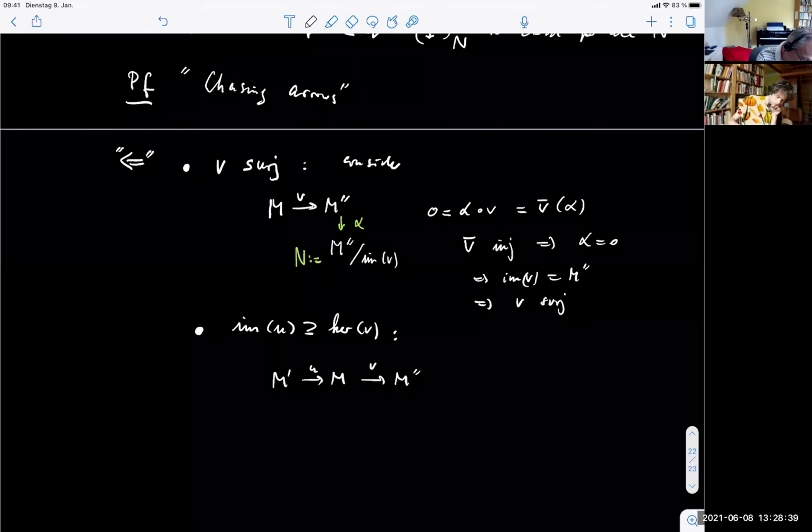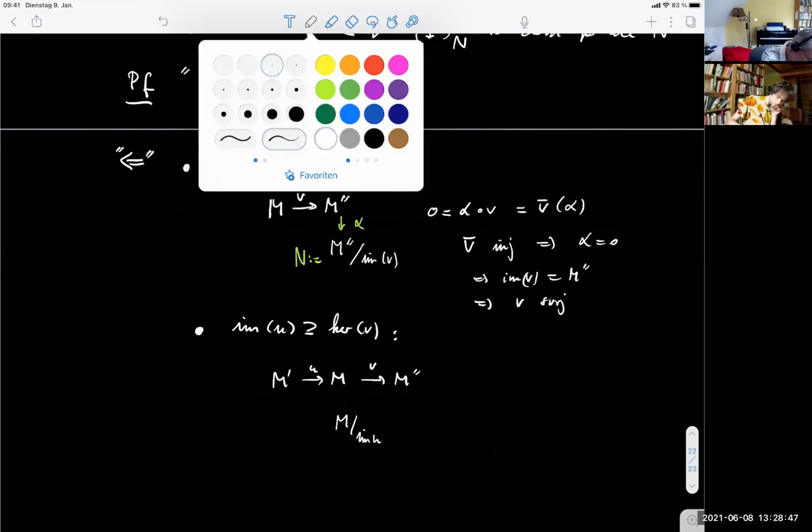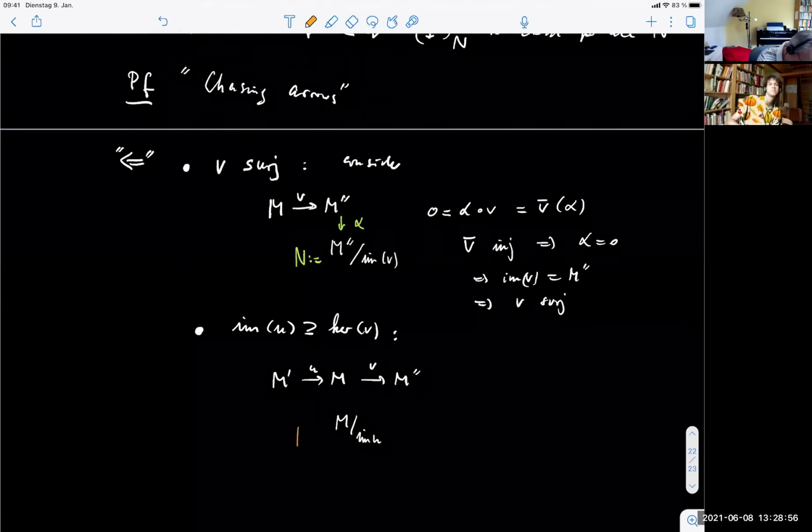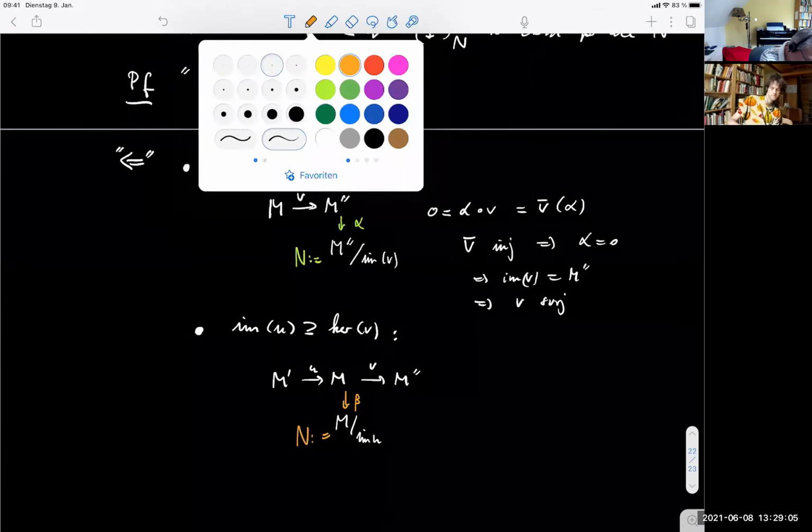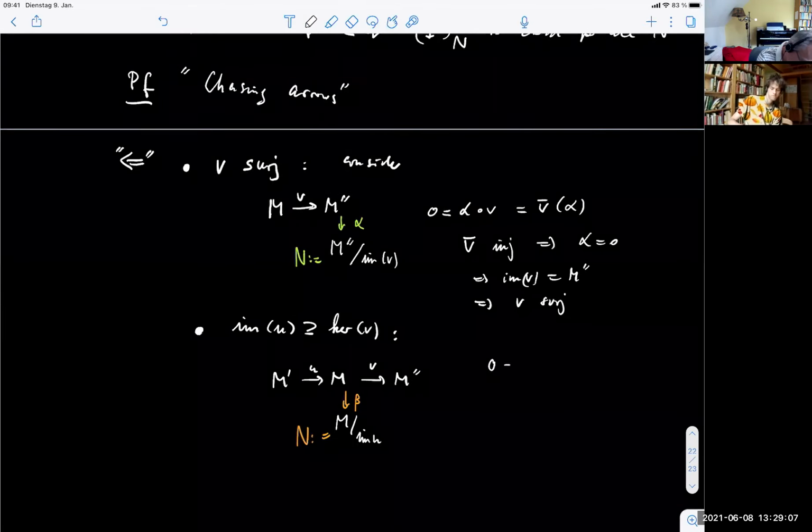So again, I have to choose a module, N, but this time I take M divided by the image of U. So this is now my N. It's a different N than before, okay? Maybe an orange one. This canonical map, I denote beta. Now let's see. If I compose first U and then beta, I get 0 as before. And so this is U bar of beta. So beta is in the kernel of U bar.